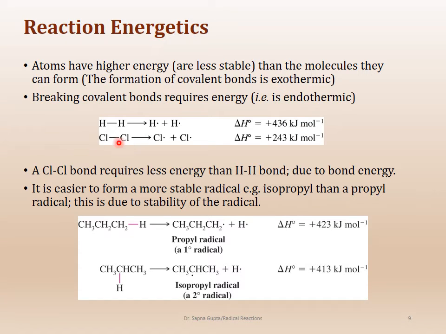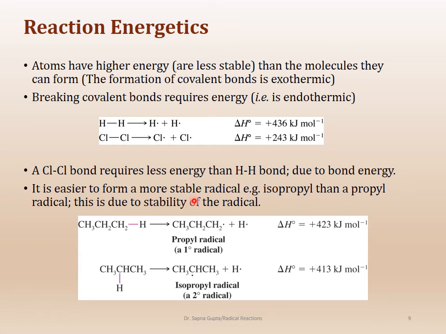And for Cl2, you would require only half of that. Which means that it is easier to break a chlorine bond than a hydrogen bond. So if you're looking for a good initiator for your radical reactions, you're better off choosing chlorine than hydrogen. Okay, so that's how you determine which radical to start with.